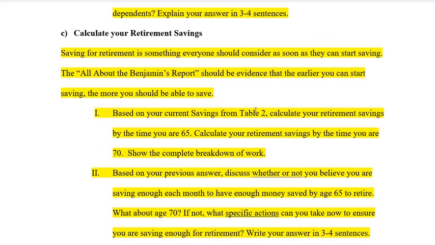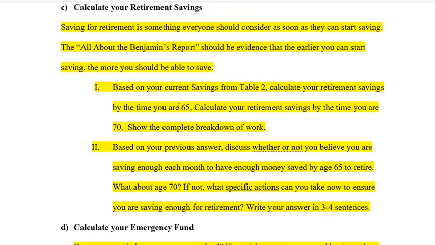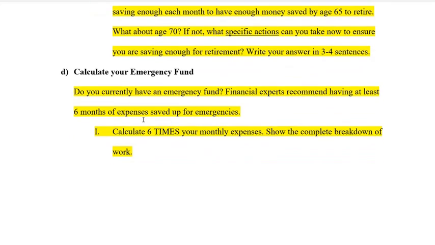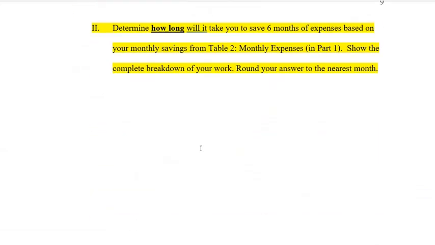And then for part C, calculating your retirement savings, there are also instructions on here on how to make those calculations. If you're trying to do a really complicated calculation, then that means you've misinterpreted something. You'll want to go back there relatively quick. Like part D just is 6 times your monthly expenses. That's your emergency fund.